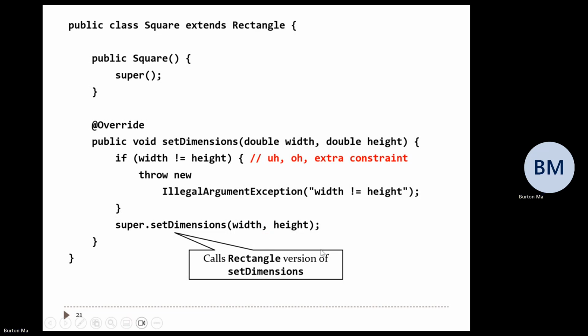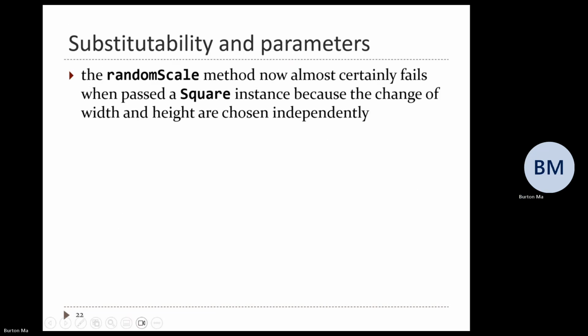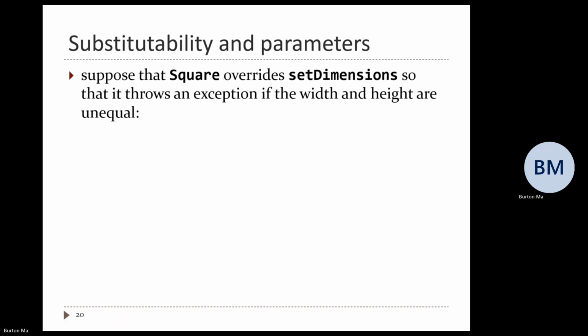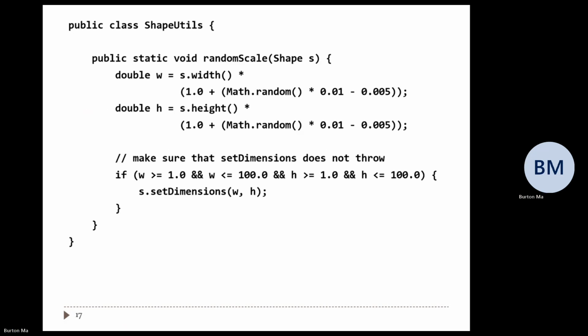But notice what's happened here. Whoever implemented square has stuck in an extra precondition on the method. They've put in the precondition that the width and height must be equal. And so now what happens when you call random scale and you pass in a square? Well, the width gets chosen to some random value. The height gets chosen to some random value, and almost with certainty, the new width and height are not equal.